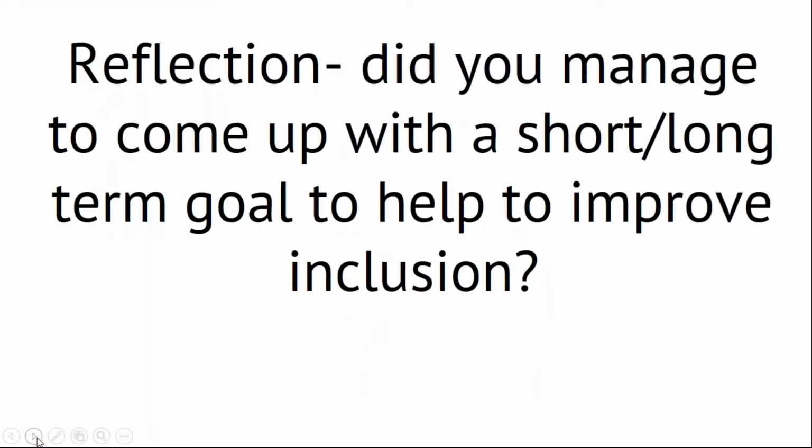The first thing I'd like you to do, if you did attend last week's webinar, or if you managed to have a look at it, is to think: did you come up with a short or long-term goal to help improve inclusion? Reflect internally and maybe jot it down, and think about how you are getting on with that. Were you able to bring that back to your governing board? Have you had another meeting? And if so, reflect on how that went.